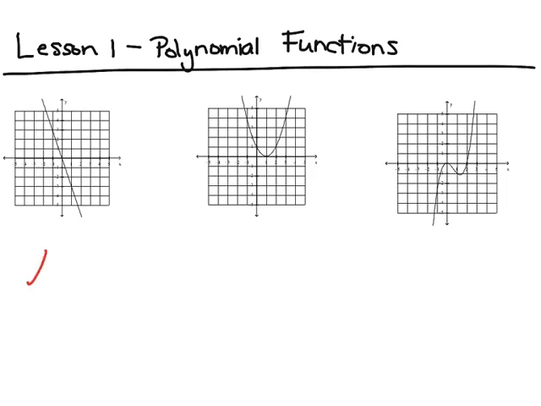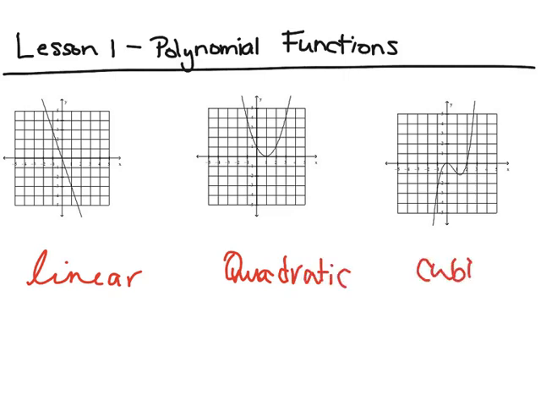So the first one is linear. It's a line, it's going up by a constant amount. The second one is quadratic. And the third one is a cubic function. So note, a cubic function has 2 bumps.